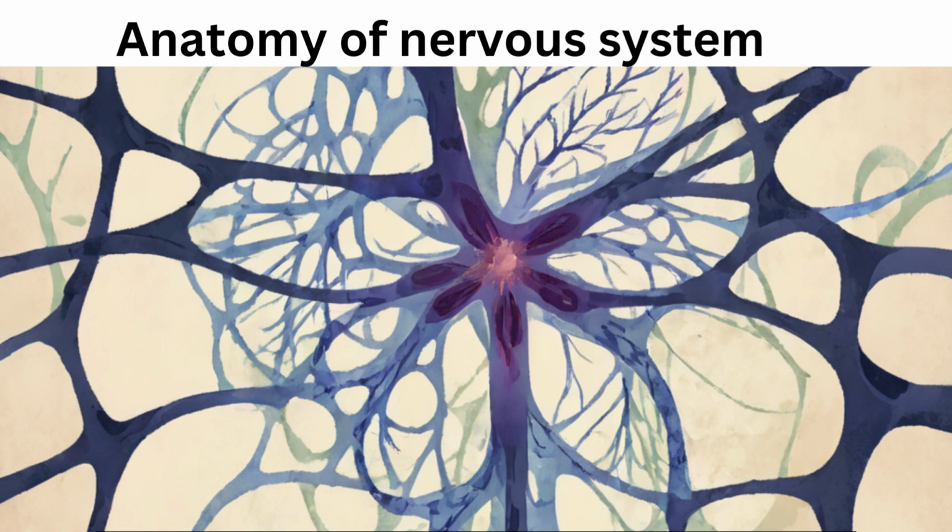The nervous system can be divided into two main components, the central nervous system, CNS, and the peripheral nervous system, PNS. Let's explore the anatomy of the nervous system in detail.